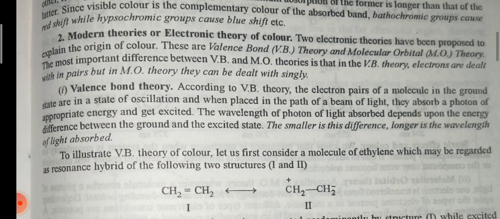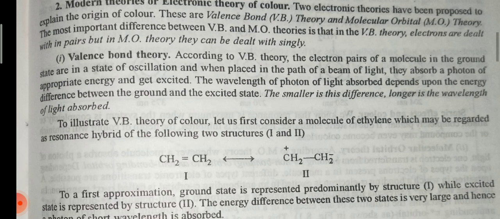Valence bond theory. According to valence bond theory, the electron pairs of a molecule in the ground state are in a state of oscillation, and when placed in the path of a beam of light, they absorb a photon of appropriate energy and get excited. The wavelength of photon of light absorbed depends upon the energy difference between the ground and the excited state.